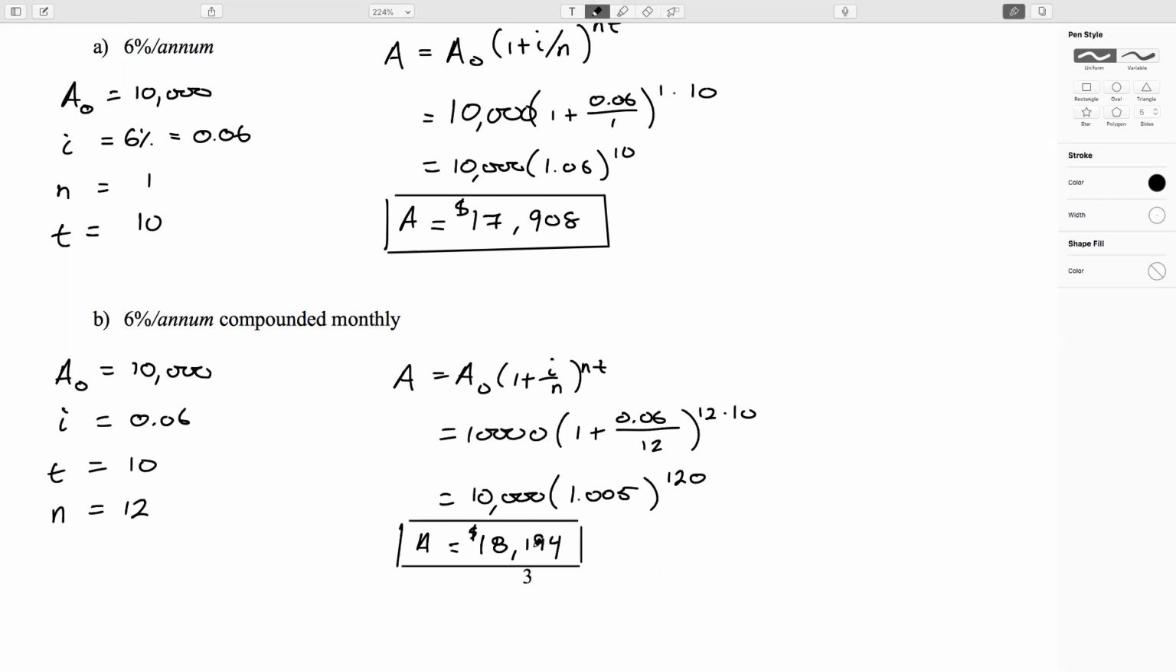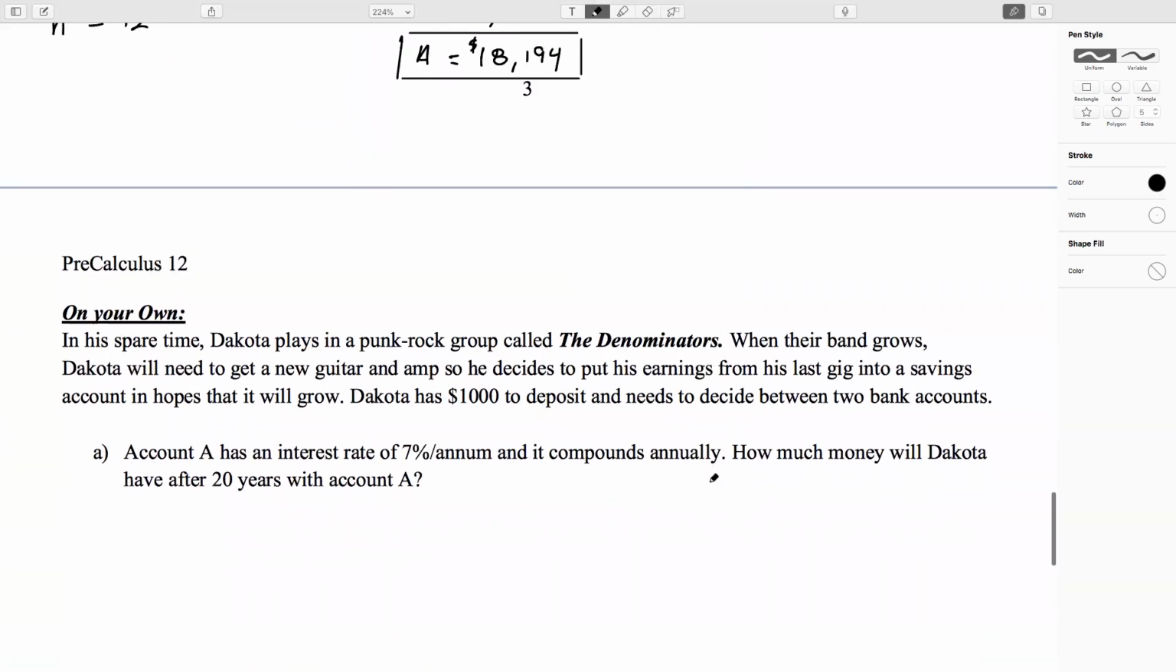It's the same reason why when you're seeking out a loan or an investment, you want to go for the one that has the more frequent compounding periods, assuming everything else is the same. Number one is interest. You want the interest rate to be low when you're borrowing and high when you're investing. But if everything else is identical, pick the situation where you've got more frequent compounding periods.